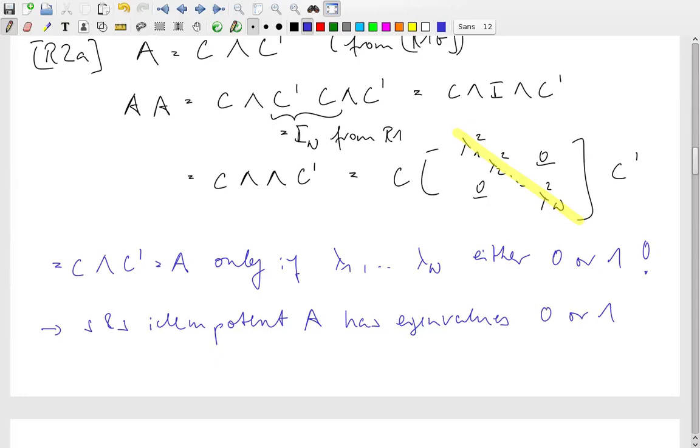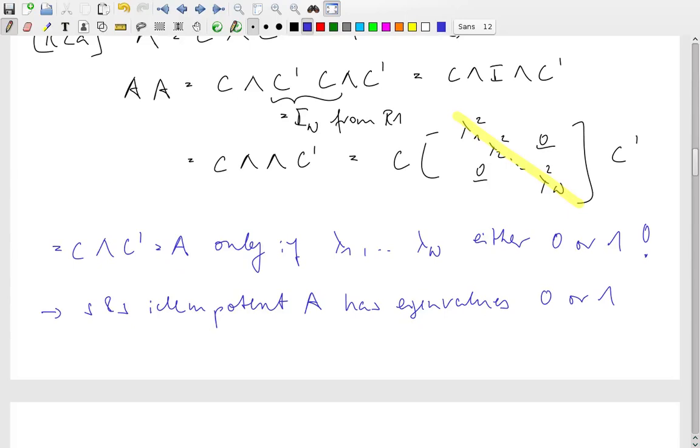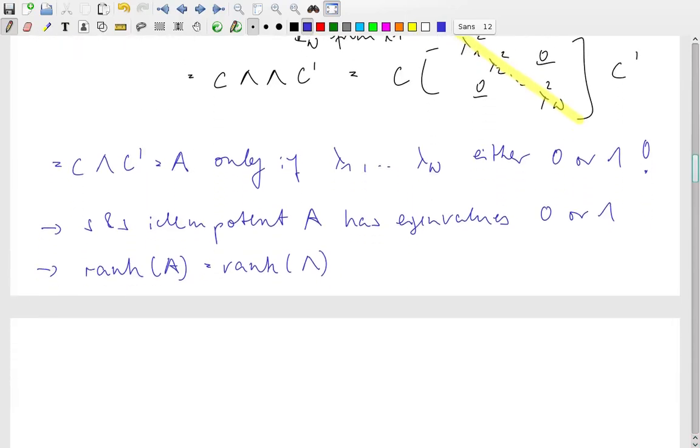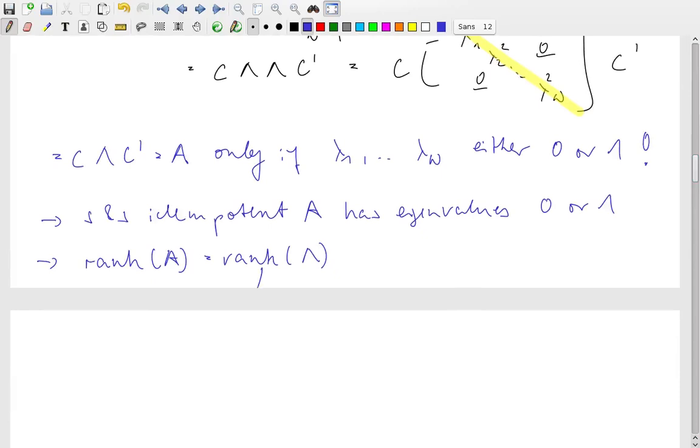So there's a particular shape of the matrix lambda that is associated with A, collecting its eigenvalues. One of the implications is that the rank of the matrix A is the same as the rank of lambda. That's nothing new. A is a symmetric and square matrix, and the rank is determined by this lambda matrix. See result R1d up there.